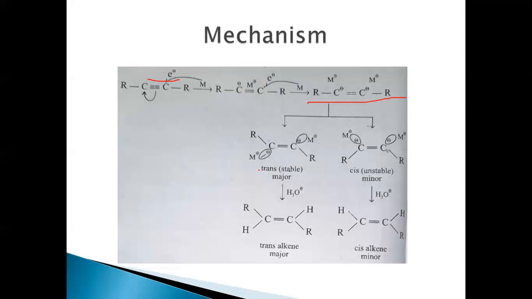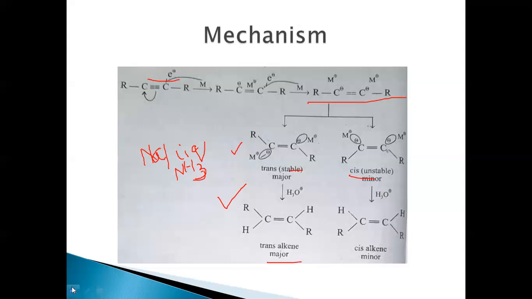So this can be arranged in a trans form or a cis form. But we know that the trans form is more stable because of the less steric hindrance here. So the trans form is more stable and most preferred, and the major product formed is a trans alkene. In the next step, when we hydrolyze this, the addition of H plus results in the formation of this trans alkene. So trans alkene is the major product which is formed when the reagent is sodium or lithium in liquid ammonia.